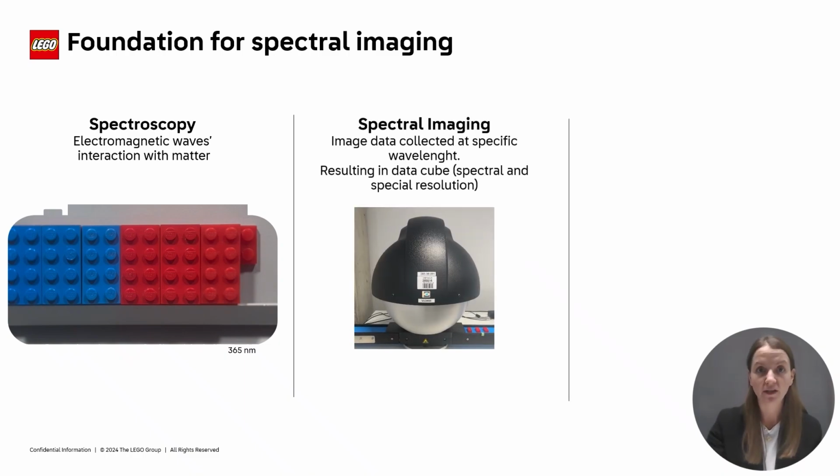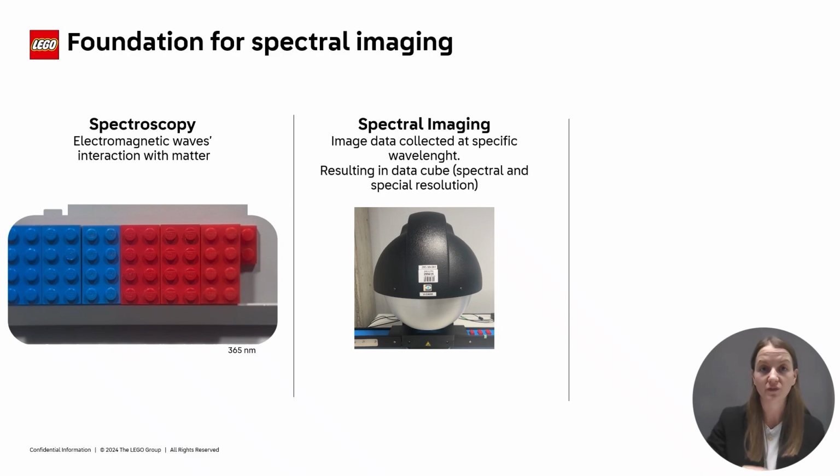Spectral imaging then combines spectroscopy with imaging, and the equipment that we've used uses wavelength scans, and that is in the regions from 395 to 1700 nanometers. With wavelength scan, a reflectance is captured for each wavelength in each pixel, and that yields a data cube where we have spectral and spatial resolution.